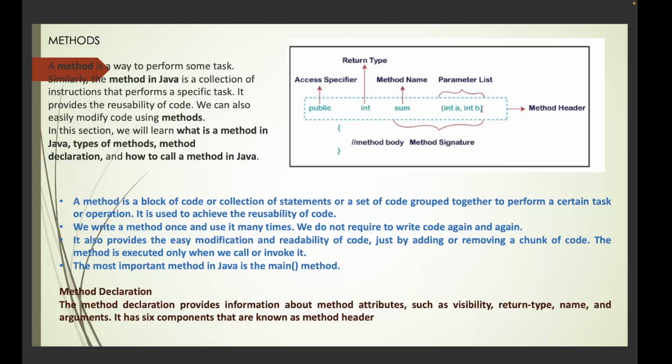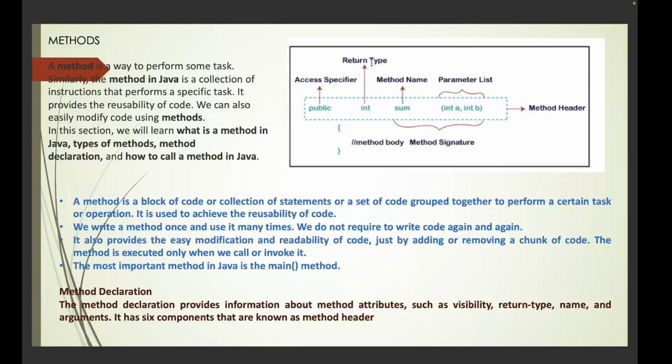So now you can see in this diagram over here, the method header consists of 4 parts: access specifier, return type, method name, parameter list. Access specifier defines if the method is public, private, protected, or default. That is, the scope, the lifetime and the accessibility of a method depends on the access specifier.